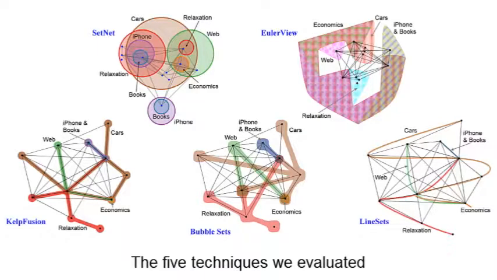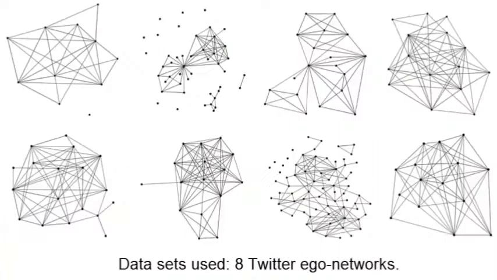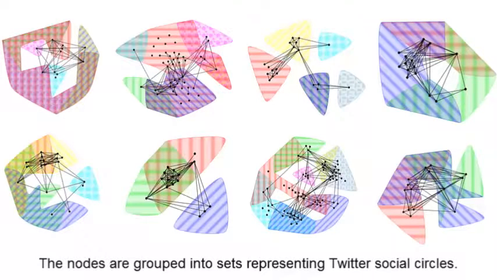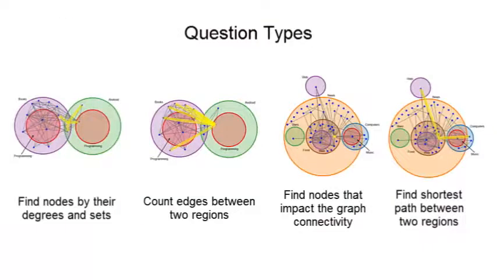We conducted a comparative evaluation of the 5 presented techniques for visualizing sets and networks. For this purpose, we used 8 Twitter ego networks with varying graph complexity. The nodes in each network were also grouped into multiple sets with a varying degree of overlap. Each participant solved 12 questions of 4 different types.